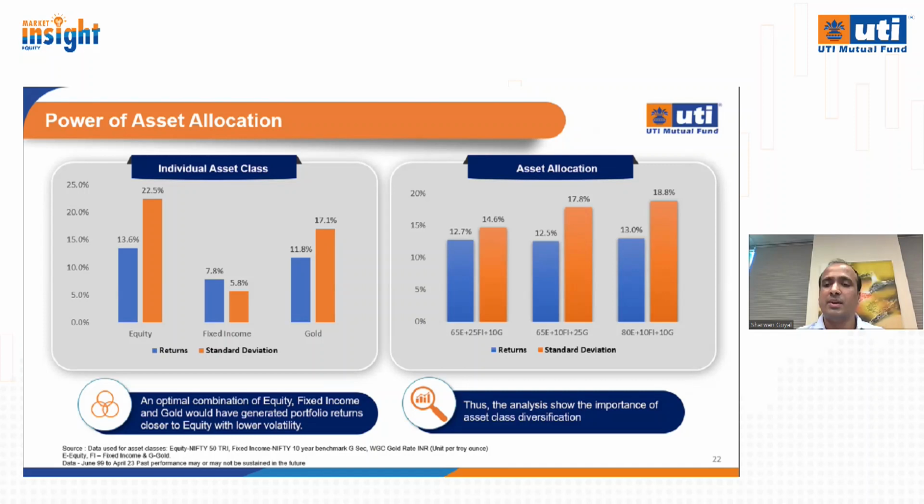For example, if you combine equity, fixed income and gold in 65% equity, 25% fixed income and 10% gold, then you would have generated 12.7% return, which is slightly lower than equity, but at the same time volatility would have been much lesser. As compared to 22% volatility, it would have been just about 14%. So depending upon your investment objective and risk profile, you can combine various asset classes in different proportions to get the broad desired outcome.